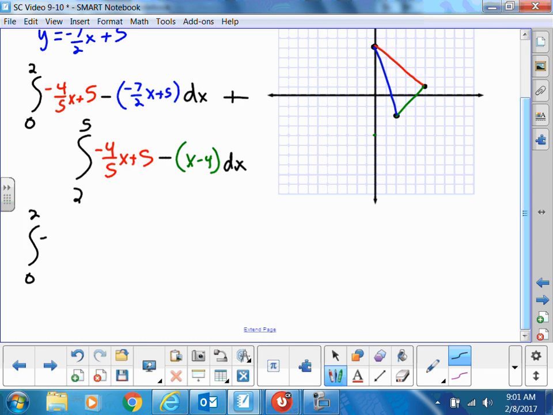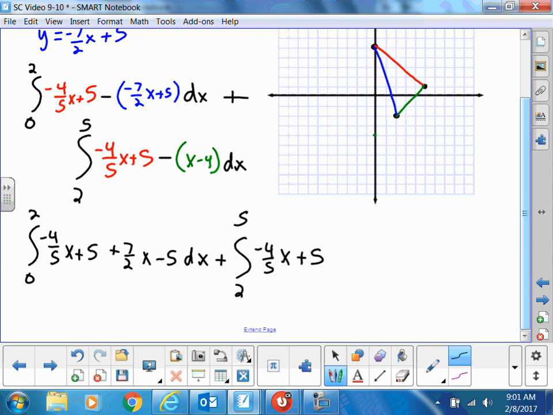So we're really going to have minus 4/5 x plus 5, plus 7/2 x minus 5 dx. Then from 2 to 5, we'll have minus 4/5 x plus 5, minus x plus 4, and then dx again.